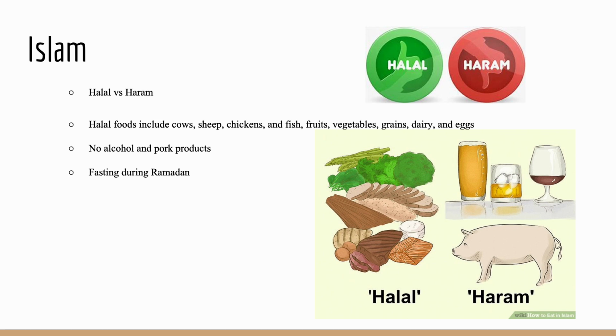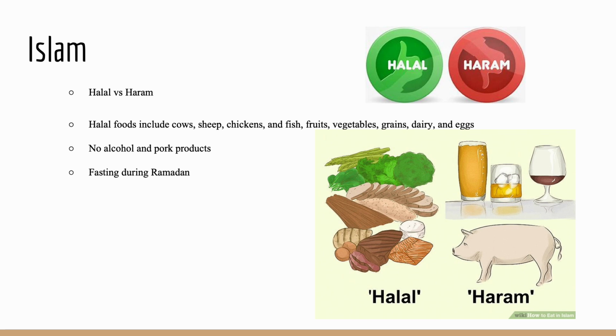Halal food is permissible and includes any food that meets specific criteria for Islamic dietary laws. Common examples include meat from cows, sheep, chickens, and fish, providing they are slaughtered by Islamic guidelines. Fruit, vegetables, grains, and seafood, dairy and eggs from halal animals.